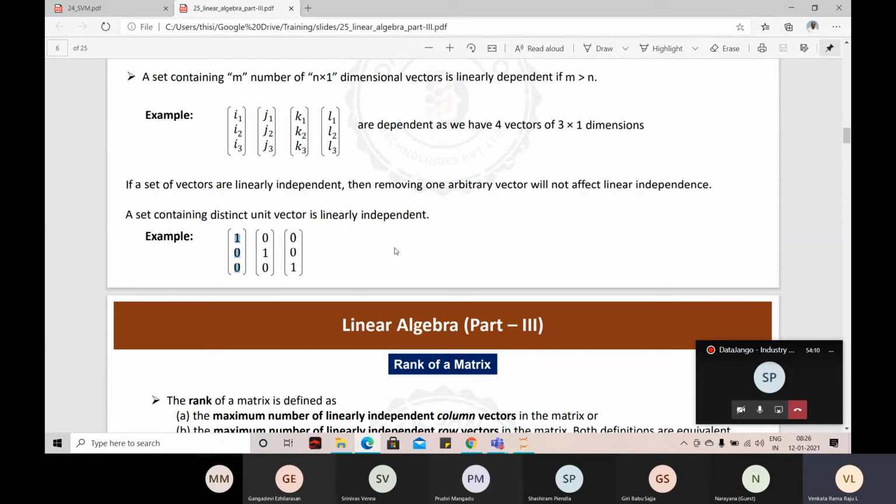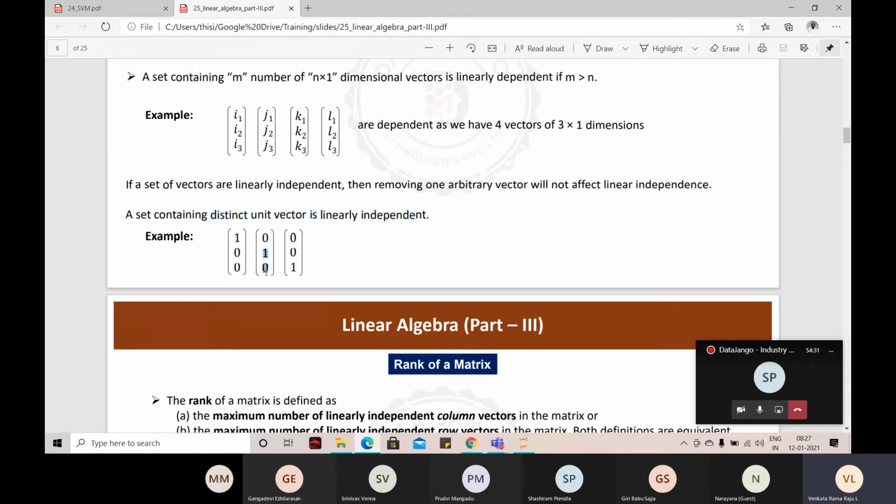Unit vector. Is it the norm, the square root of all the values? Square root of 1 square plus 0 square plus 0 square is called the norm of a vector. Length of the vector or norm of the vector is the same. So, a set containing distinct unit vectors, right?